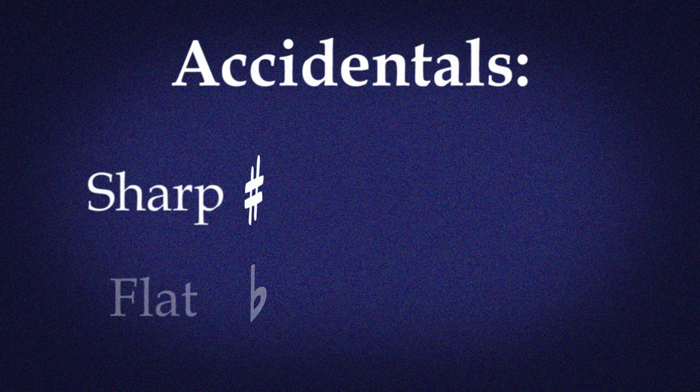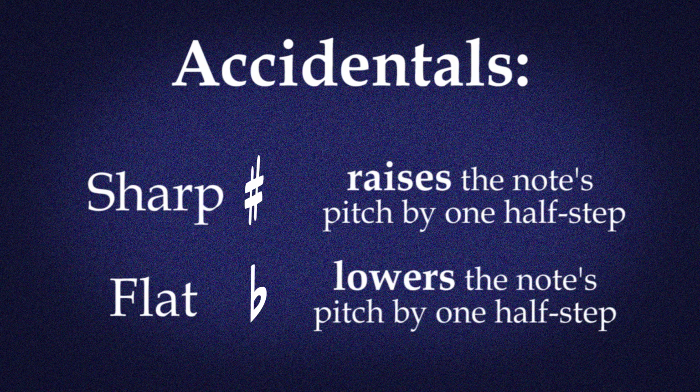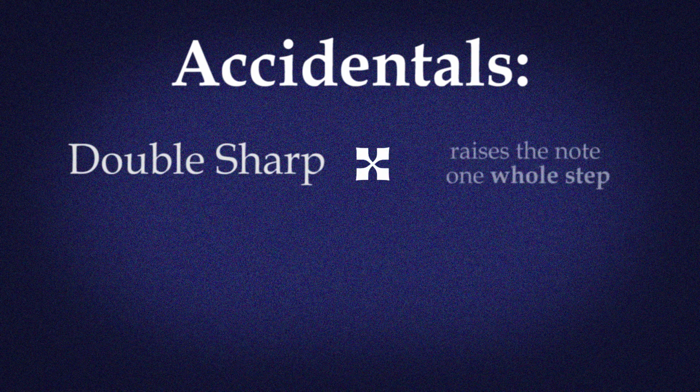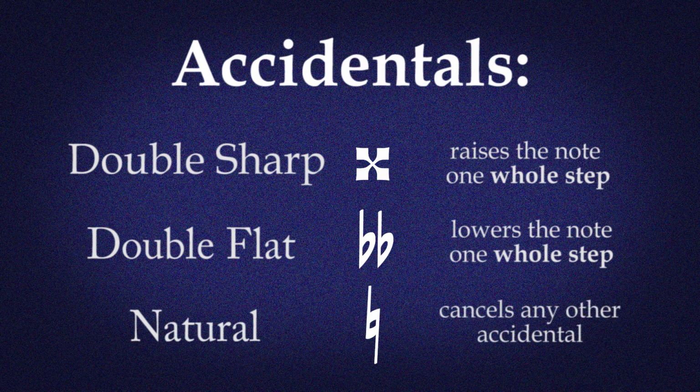The first 2 and most important accidentals we need to know are called a sharp and a flat. When a sharp is added to a note, it raises the note's pitch by 1 half step. When a flat is added to a note, it lowers the note's pitch by 1 half step. These accidentals allow us to complete the list of all 12 notes. The other 3 accidentals are a double sharp, which raises a note's pitch by a whole step, and a double flat, which lowers a note's pitch by a whole step, and a natural, which cancels any previous sharp or flat on that note.